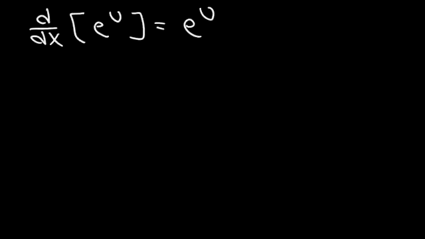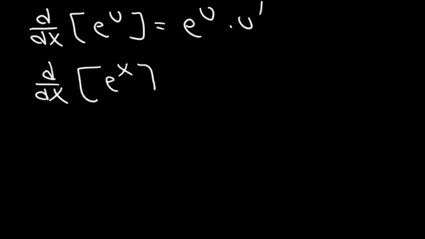Now let's talk about the derivatives of exponential functions involving the base e. Here's a formula that you're going to find useful. The derivative of e to the u, where u is a function of x, is e to the u times u prime. So for instance, let's say we want to find the derivative of e to the x. It's going to be e to the x, so u is x, times the derivative of x, which is 1. So the answer is just e to the x.